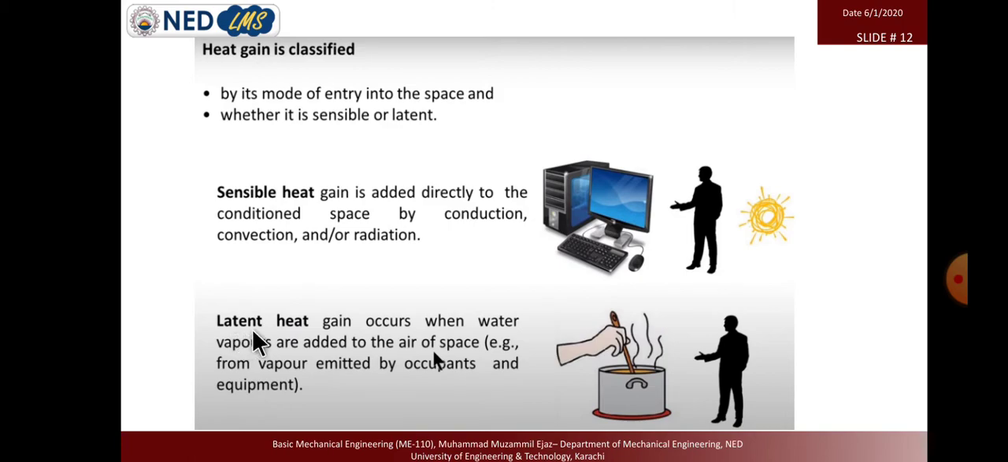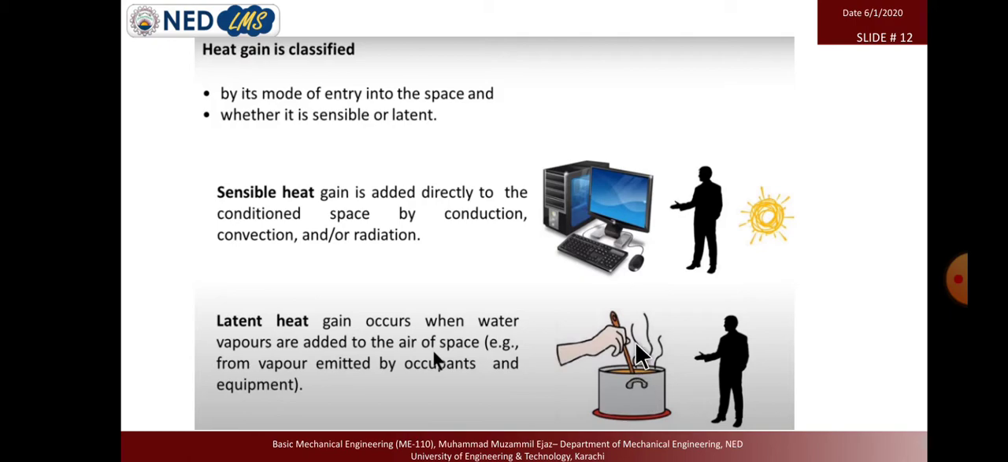Another type of heat is latent heat. You already learned the latent heat in thermodynamics. What is latent heat? The phase change process, either latent heat of vaporization. Here we have a detailed definition of latent heat of fusion and heat of vaporization. But now in HVAC we have just one kind of latent heat, that is due to water vapor added to the air space, for example from vapor emitted by the equipment and occupants.